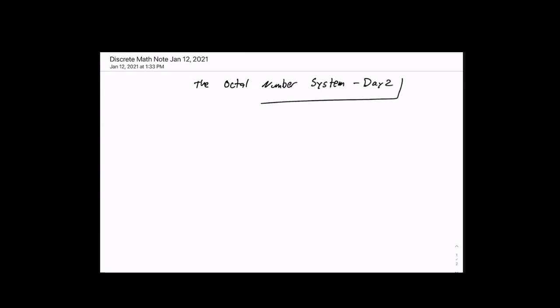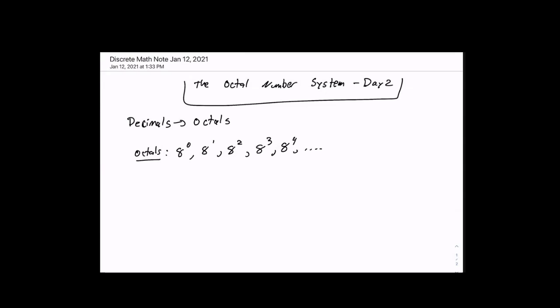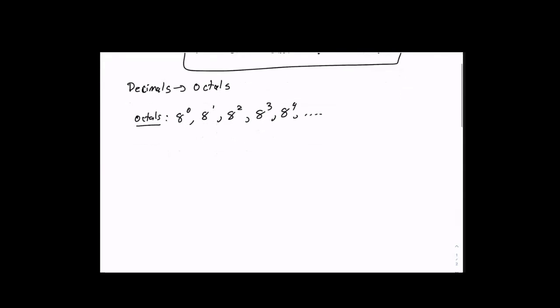And day 2. The focus of today is turning decimals to octals, base 8. So the premise is the same. We have to remember that in terms of our octals, we have 8 to the 0, 8 to the 1, 8 squared, 8 cubed, 8 to the 4th, and so forth in terms of how we're going to write every number.